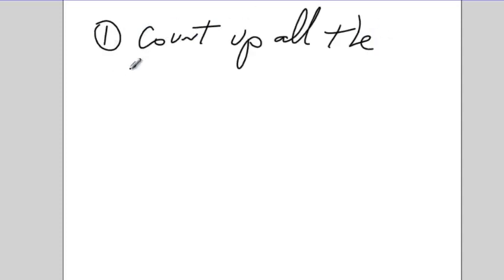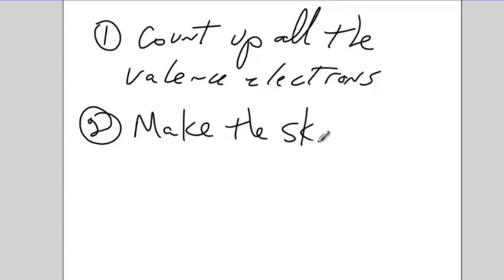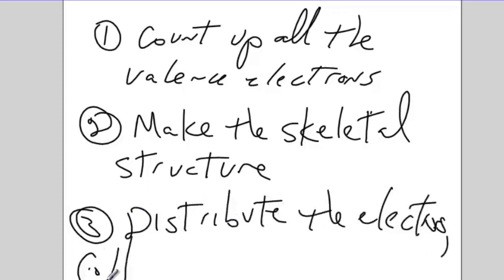So far, if I'm talking about Lewis dots, I've got a couple of rules. One, count up all the valence electrons. Now, don't worry about where they came from. Which ones were the carbon electrons? Which ones were the hydrogen electrons? That won't get you very far. Just count them all up and put them in a big pile. Then you're going to make the skeletal structure. That is, figure out which element is in the middle and what elements are around it. Then you're going to distribute the electrons following the octet rule if possible.